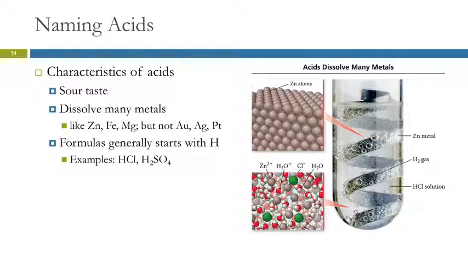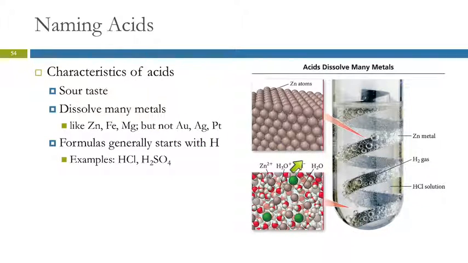Characteristics of acids. You'll talk a lot more about acids in Chem 1B, but we don't really talk too much about acids except for in this one little section here. Acids typically taste sour. Sour Patch Kids, the candy, is sour because it's got acid on the outside. I think it's malic acid and tartaric acid. Acids will dissolve many metals, but not all of them. They'll dissolve things like zinc, iron, magnesium. They will not dissolve gold, silver, or platinum.